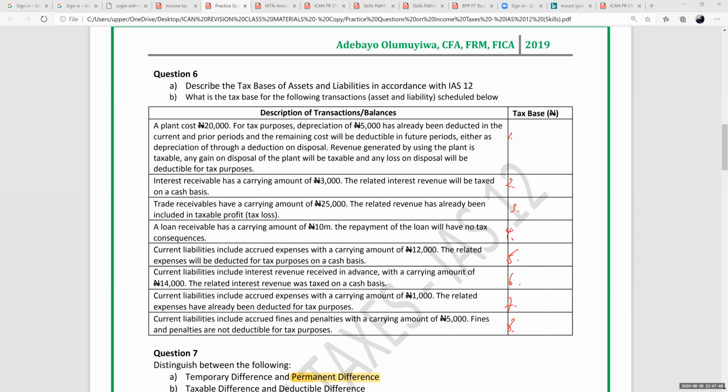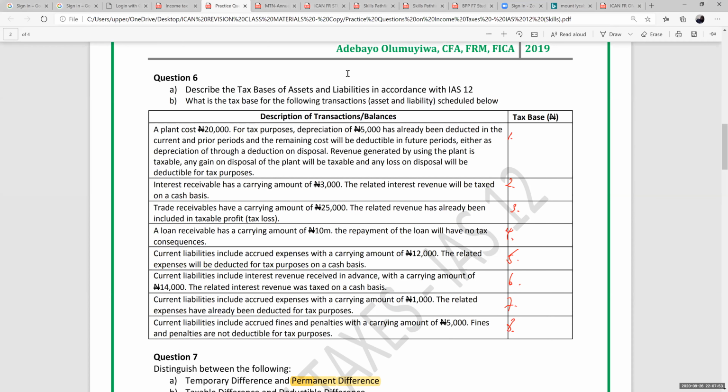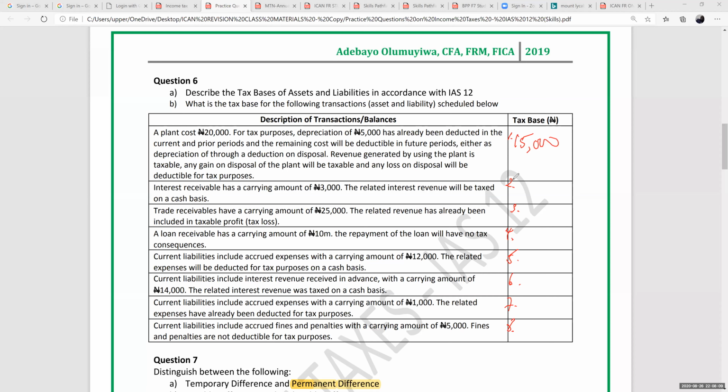Is how much? 15,000? Yes. Okay, I think that is right. $15,000. Okay. Oh yeah, I want to start with question 2. Question 2, 3,000. Correct. Are you sure? The interest is... of 3,000. No, sorry.